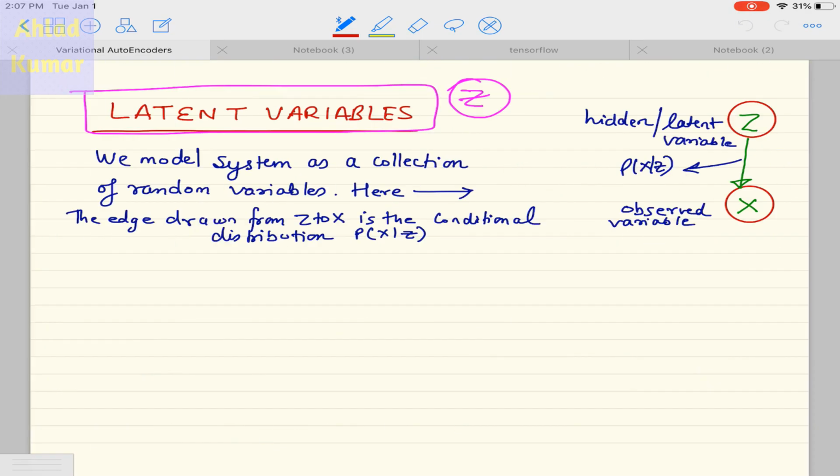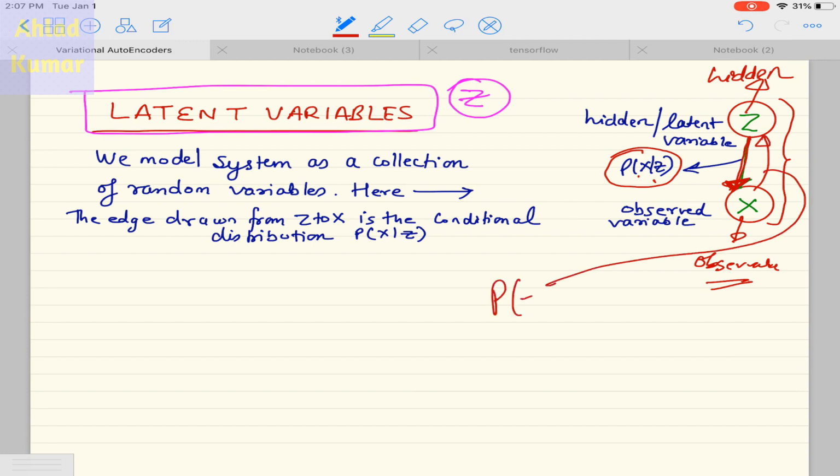The latent variables are basically hidden variables, as we discussed. We model it through this formulation where Z is the hidden variable and X is the observed variable, and the line that connects these two is defined by a probability, that is, probability of X given Z. This means if your line is pointing this way, you are finding the probability of X when Z is given, but if it is the other way around, then it will be probability of Z given X.